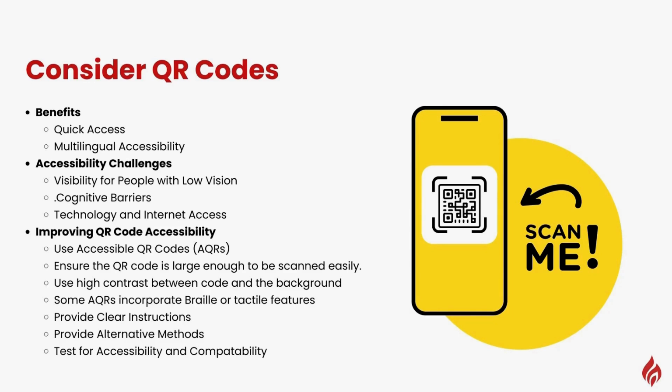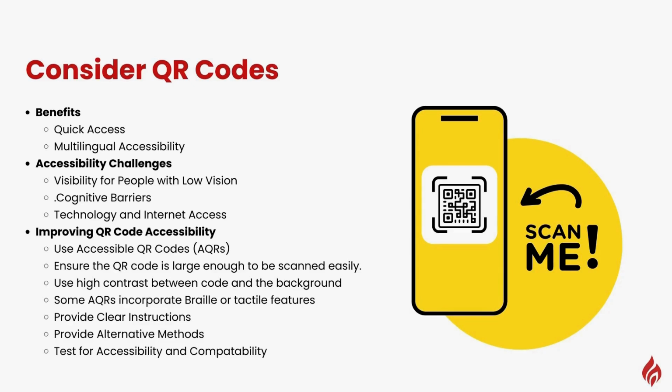Give clear instructions. Let people know exactly what to do. So you could say something like, point your phone's camera at this code to access the resources, for example. And always include a backup option, like printing the web link below the QR code, so that those without a smartphone or a scanner aren't left out.